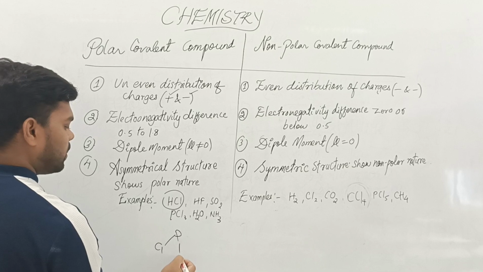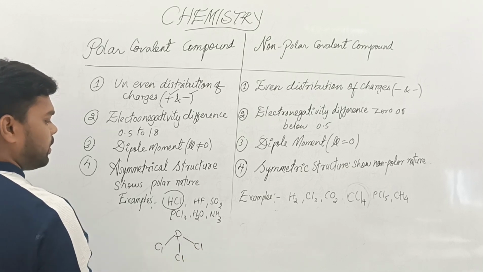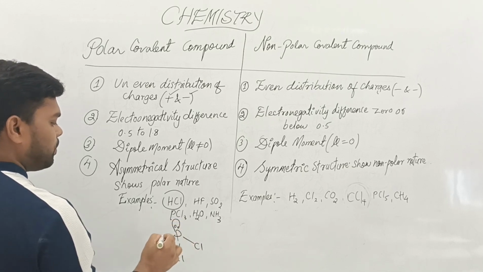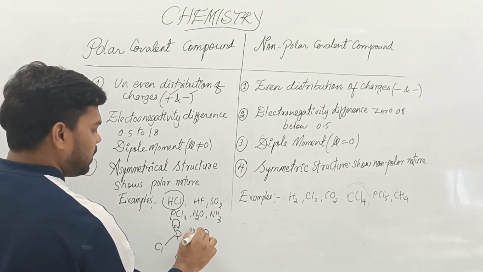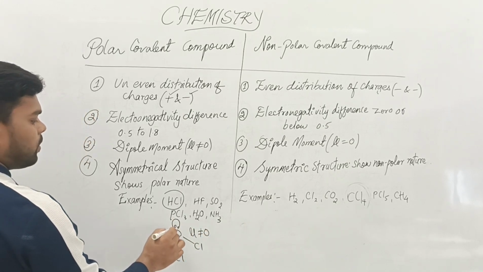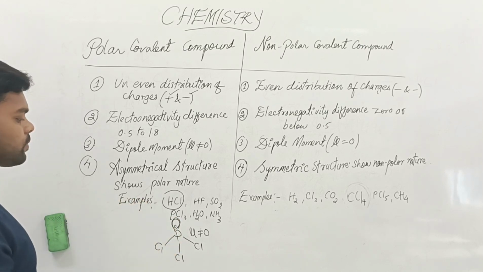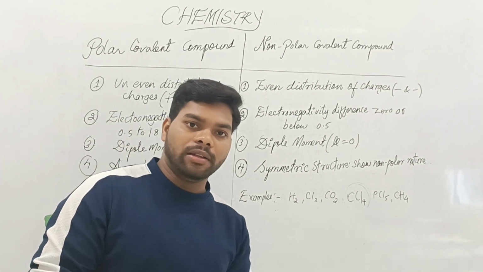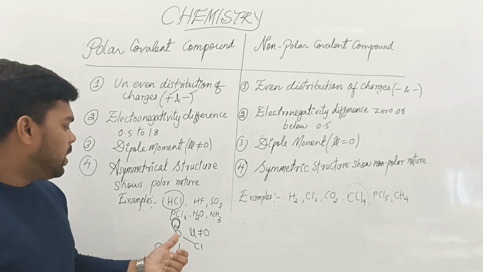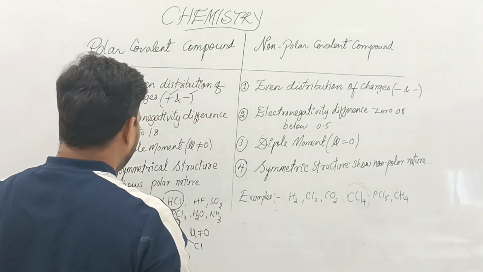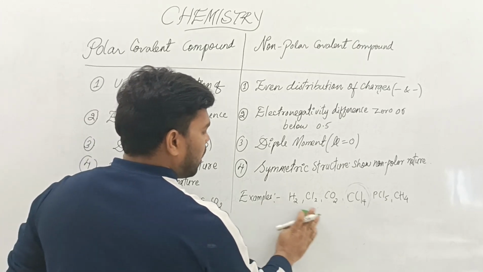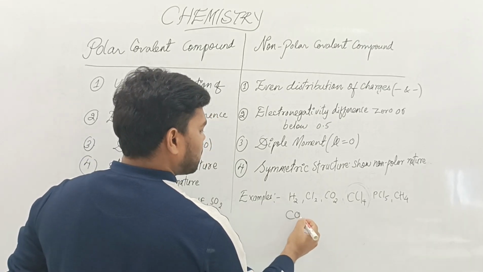Phosphorus, chlorine here, one chlorine here, one chlorine here. So there is still one lone pair. Hence here the dipole moment is not going to be 0. So always remember, if there is a lone pair on the central atom of a covalent compound, then it's going to be a polar covalent compound. Okay?